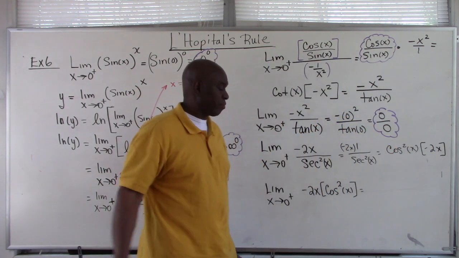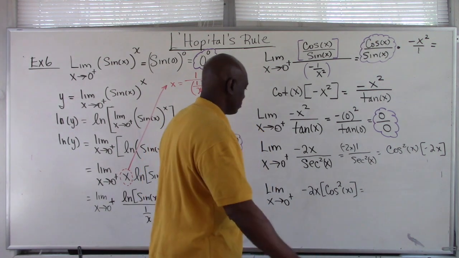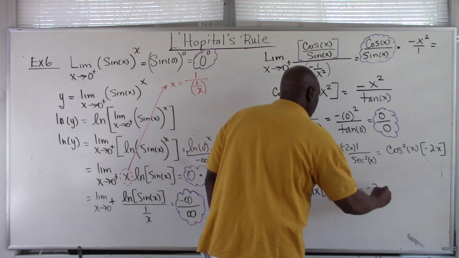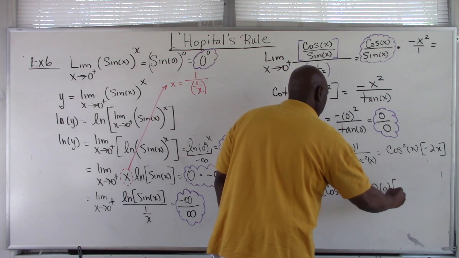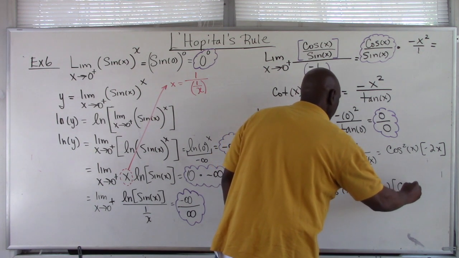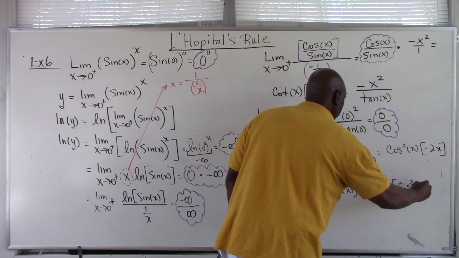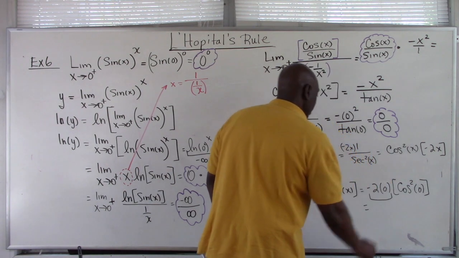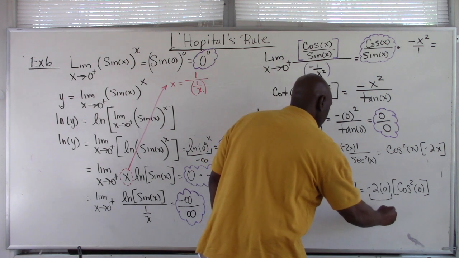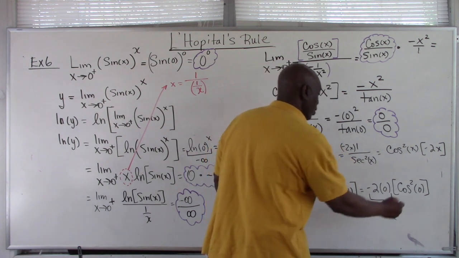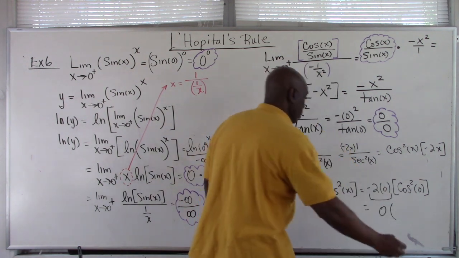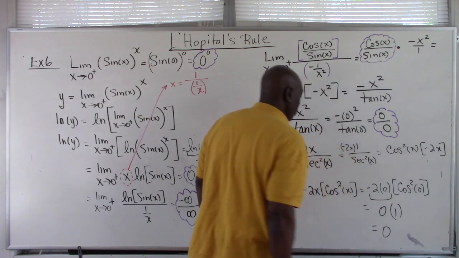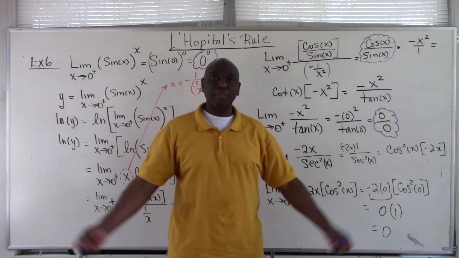There we go. Plug in 0. So this is going to give me negative 2 times 0 times the cosine squared of 0, which simply equals, well, this right here gives us 0. 0 times the cosine of 0 is 1, 1 squared is 1, which ultimately equals 0. And there is your limit.